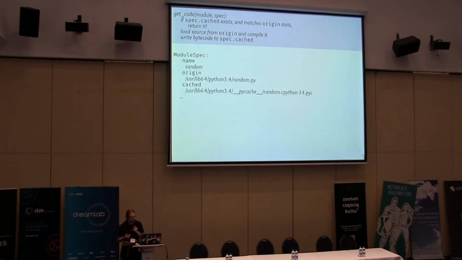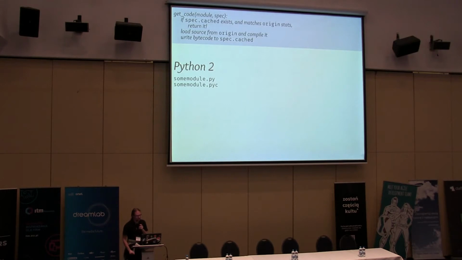This is a part that changed visibly from Python 2. In Python 2, you didn't have this dunder pycache directory, and the PYC files were stored right next to the py files. So in Python 2, you had a directory that looked like this. And what could happen is, if you delete the py file, the PYC would get loaded. So it was like there was a ghost of a module that existed before.